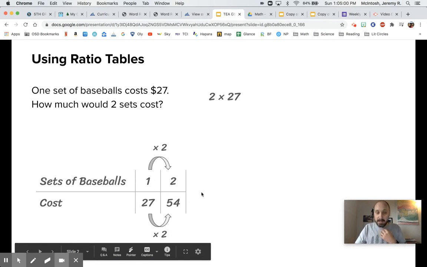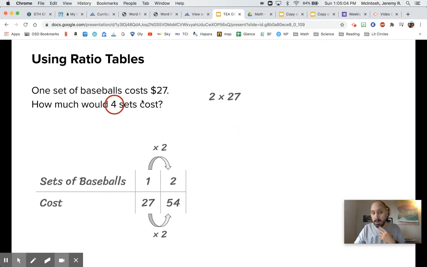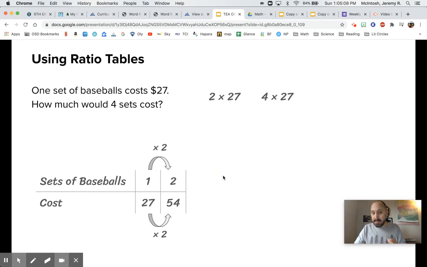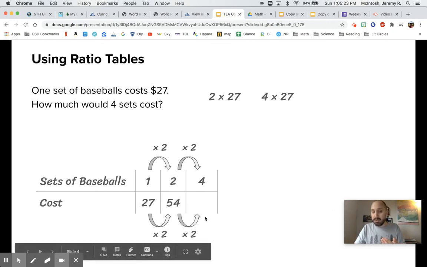Okay, so let's go to the next one. Now up here it says, how much would 4 sets cost? So we're going from 2 sets to 4 sets. The expression is 4 times 27. So same as the previous ratio, we're multiplying by 2, or just doubling. So we're going from 2 to 4, times 2, times 2.